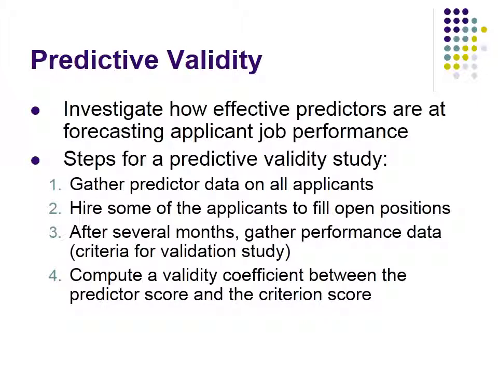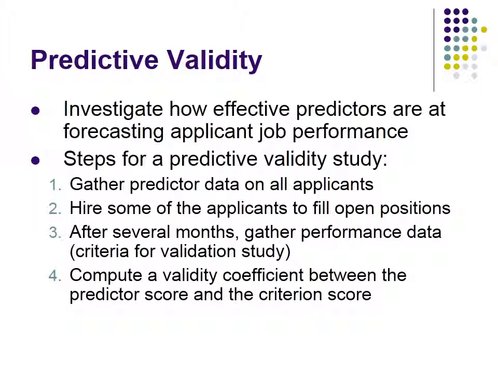Predictive validity investigates how effective a predictor is at forecasting applicant job performance. This is a longer-term study, and it's the best way to do validity if you've got the time and resources. The steps for a predictive validity study: first, we gather predictor data on all applicants, so we start collecting data on the selection tests of everyone we bring in. We hire some of those applicants to fill open positions. Most likely, we need enough people to be able to do statistical analysis. If you are only hiring one person a year, it may take a very long time to gather enough data to actually do a predictive validity study.